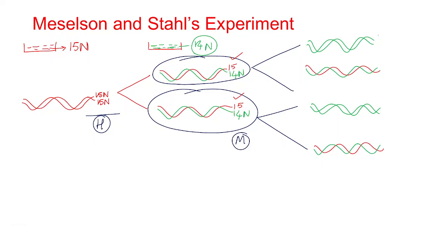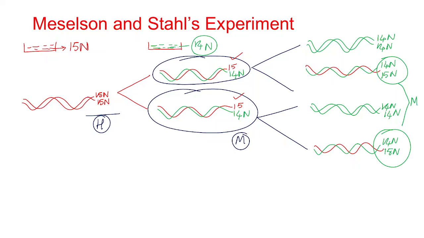See here, it contains both 14N and 14N in it. Here one is 14N and another one is 15N, and here also 14N and 14N, and here one is 14N and one is 15N. So these DNA molecules are moderate in their weight, but the first and third are lighter in their weight.